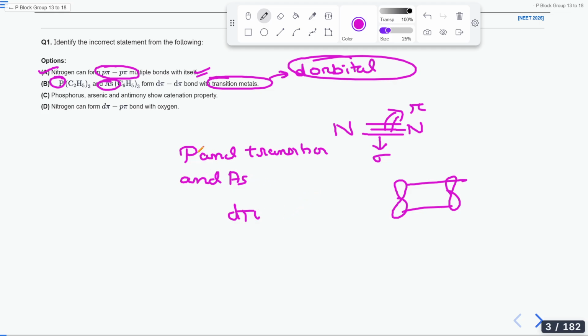Why? Because if I talk about the phosphorus, it is attached to three carbons. Okay, what will be the hybridization of phosphorus here? So C2H5, C2H5, and C2H5. Can you tell me the hybridization of the phosphorus? Yes, students. What will be the hybridization of phosphorus?